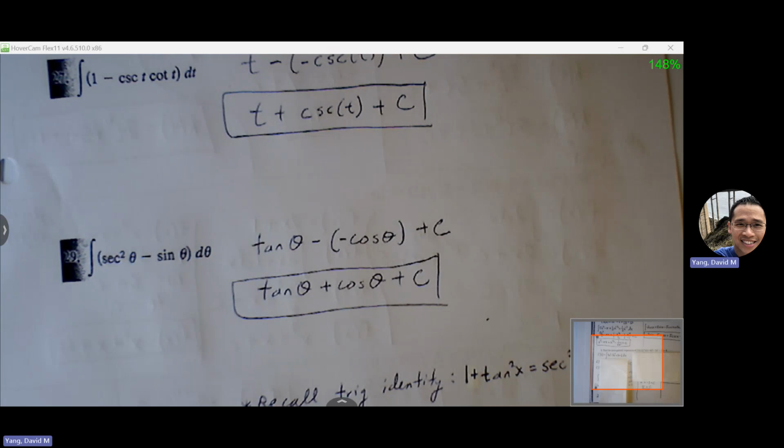Everybody okay with table of values? All right, so number 5 is the limit definition of area.